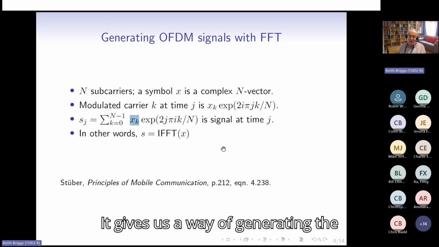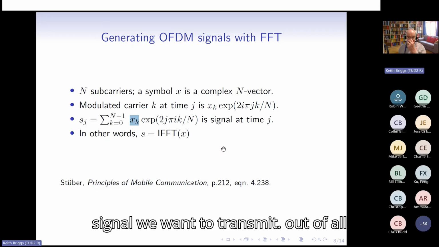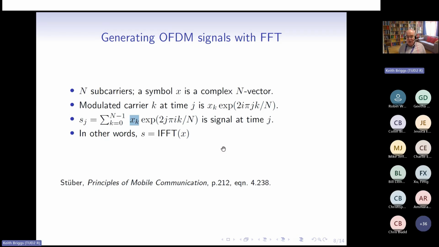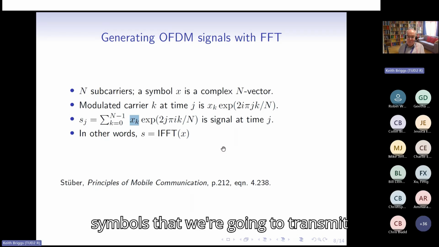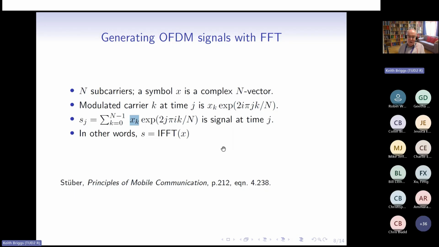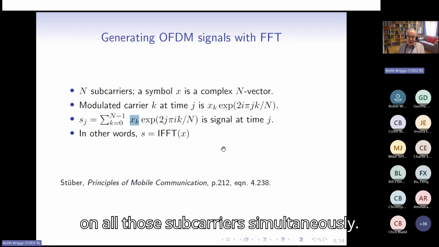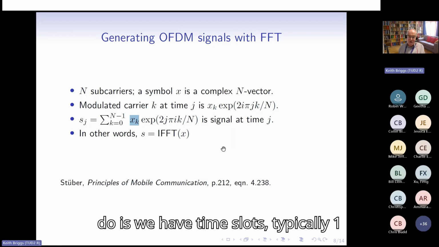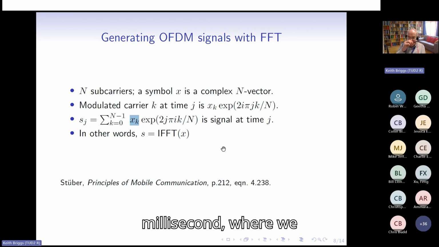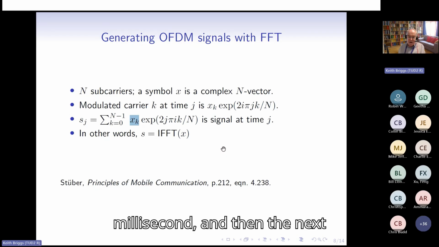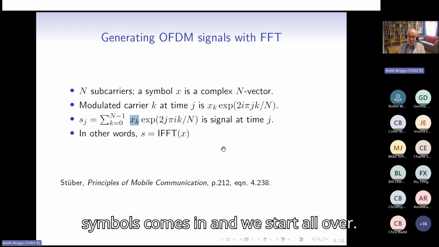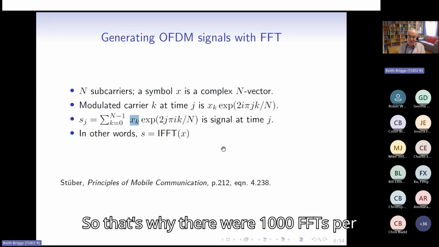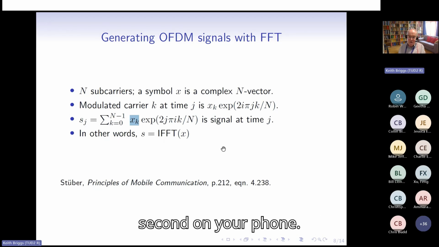It gives us a way of generating the signal we want to transmit out of all of the symbols that we're going to transmit on all those subcarriers simultaneously. Generally what we do is we have time slots, typically 1 millisecond, where we transmit that signal SJ for that 1 millisecond, and then in the next millisecond time slot, a new set of symbols comes in and we start all over. So that's why there are 1,000 FFTs per second on your phone.